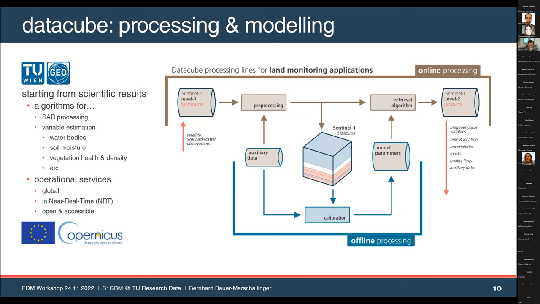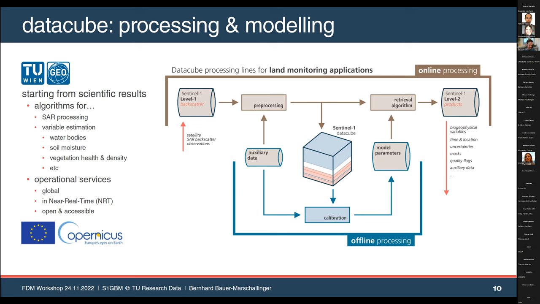Our general approach here is that we use our scientific algorithms, here in the brown line, to ingest the raw satellite images into our brown pipeline, pre-processing and retrieval algorithms, to get the physical variables like soil moisture or water bodies. And we need the data cube to collect all the data and to perform the calibration so that we can build our models for the retrieval algorithm. And in the end, where we are heading in our group is also operational services. So this is part of the European Copernicus program where we deliver globally in near real time, some hours after satellite sensing, these variables to the users so that they can use them. So it's open, it's accessible, and that's the framework we are dealing with here.